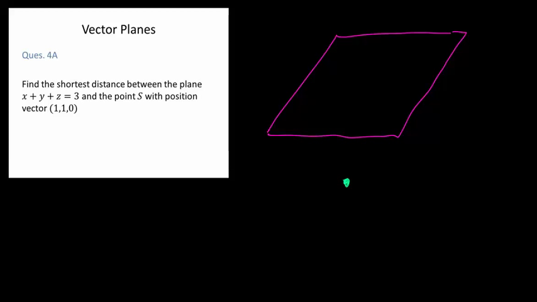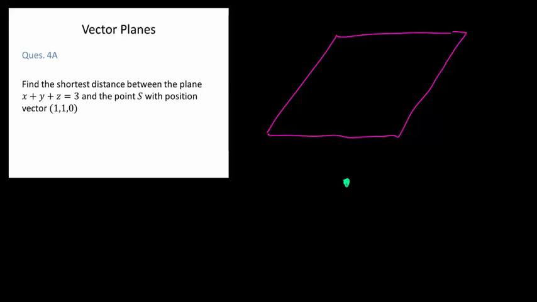In this question, we're asked to find the shortest distance between the plane x + y + z = 3 and the point S, which has position vector (1, 1, 0). So let's draw a picture. Here's my plane, and here's my point somewhere below or above, it doesn't really matter. And we want to find the shortest distance between the plane and the point S.